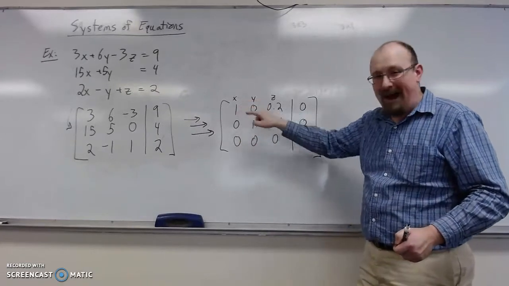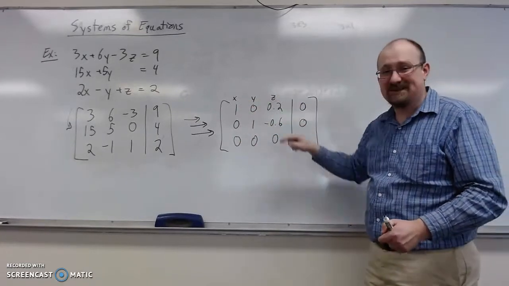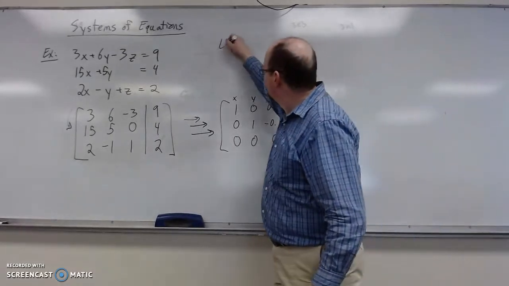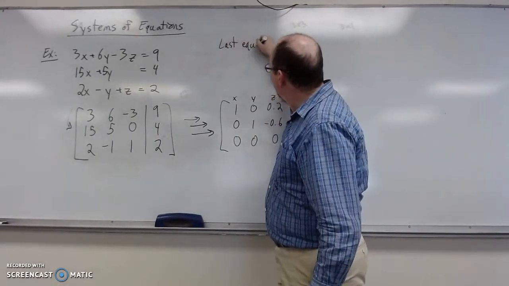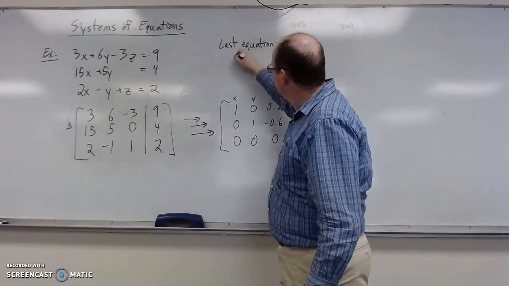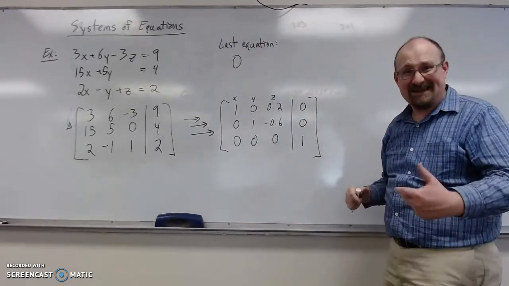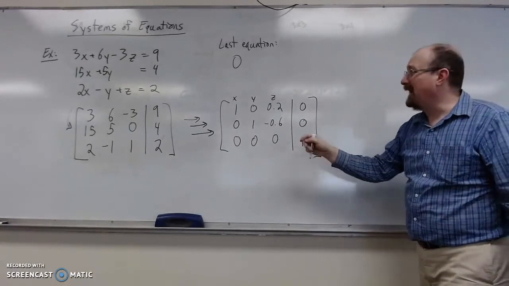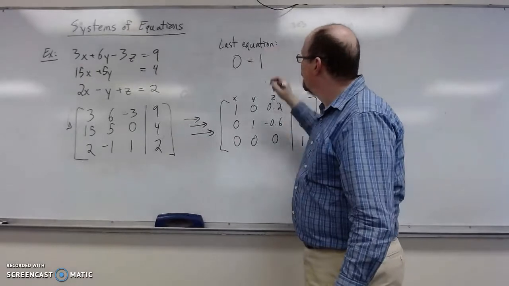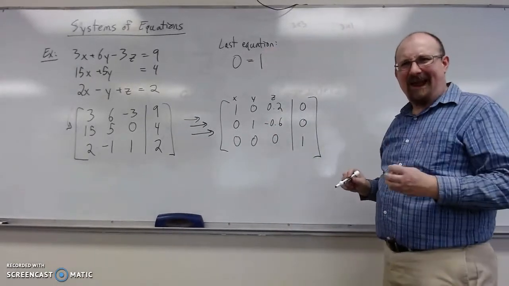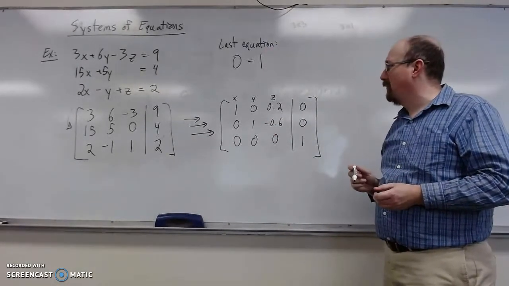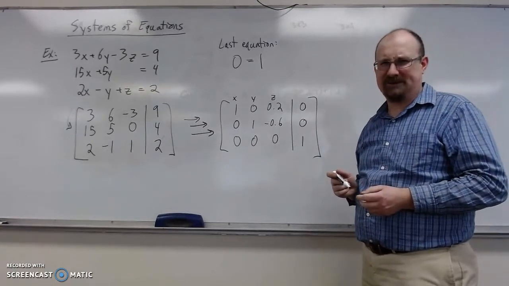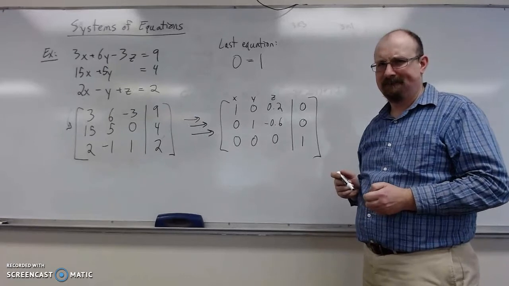So we have 0x plus 0y plus 0z. If all of our coefficients are 0, that's just going to be 0, right? The entire left-hand side is simply 0. But over here on the right, we have 1. So that last equation, when we work through it, tells us that 0 has to equal 1 in order for us to find a solution to this system.